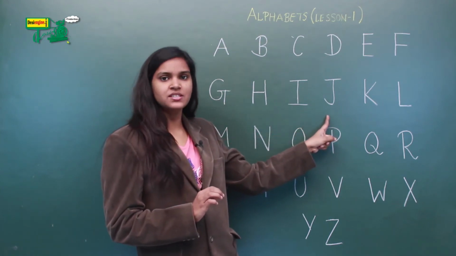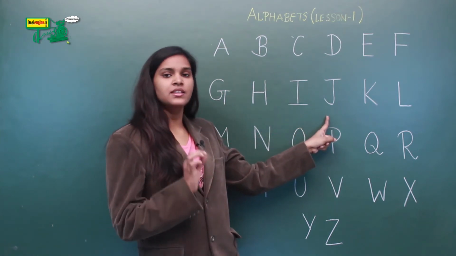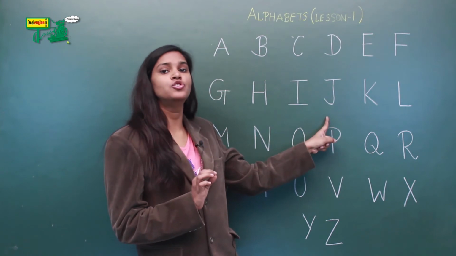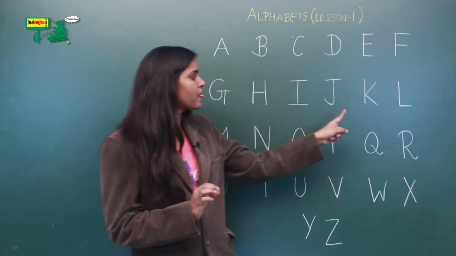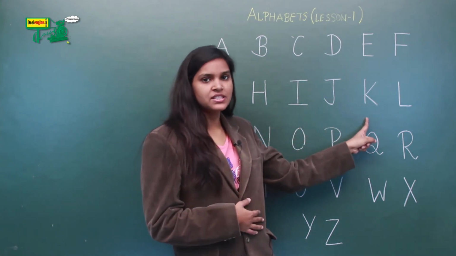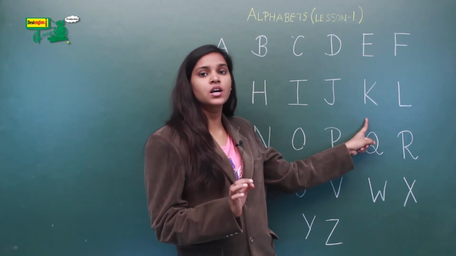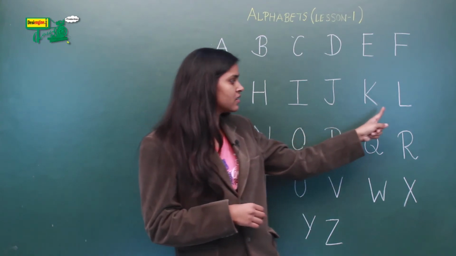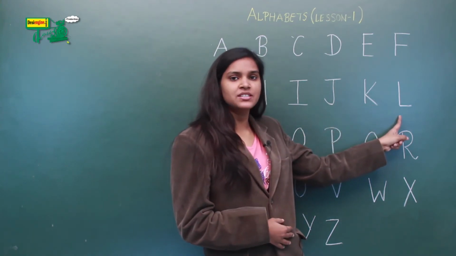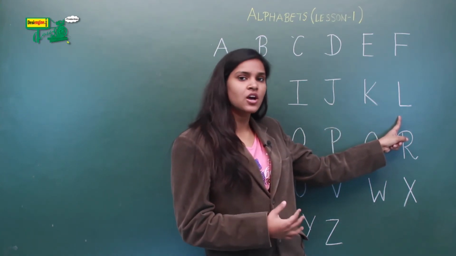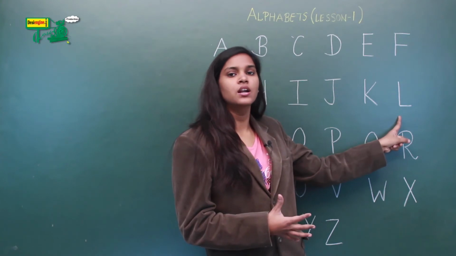The next alphabet is J and the sound that it makes is J. Next alphabet is K and the sound that it makes is K. The next alphabet is L and the sound that it makes is ill.